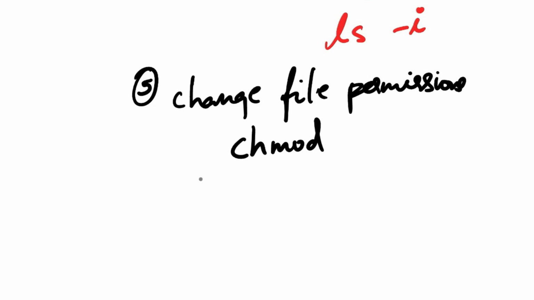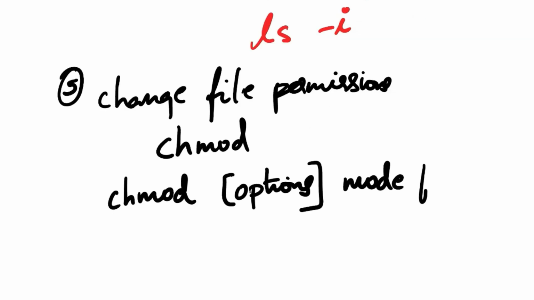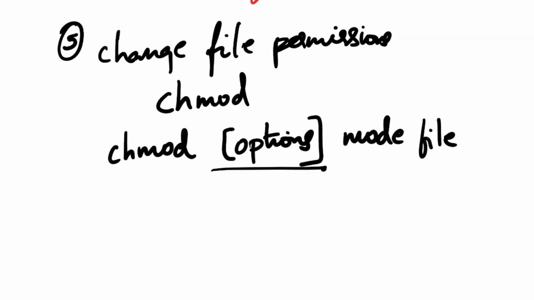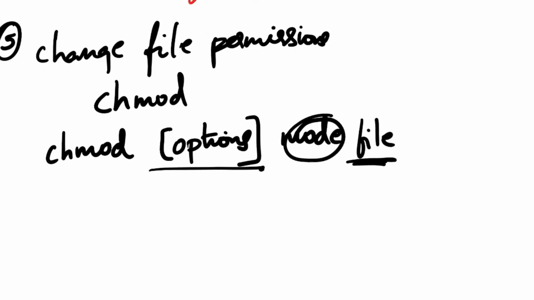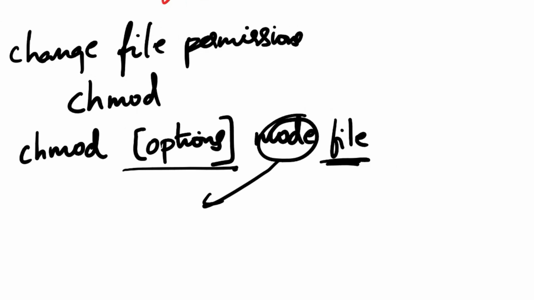The basic syntax of this command is first chmod, and then the options, and then mode, and then file. Options, these are optional and allow you to specify additional settings. Mode, this specifies the new permissions you want to apply to the file. And then the file is the file or directory for which you want to change the permissions. So mode can be expressed as a combination of 3 digits or as a symbolic notation.